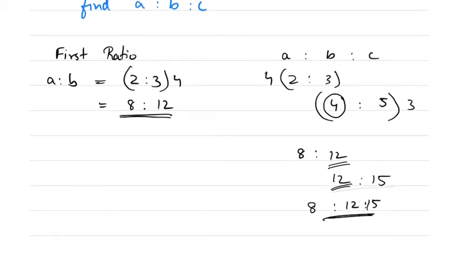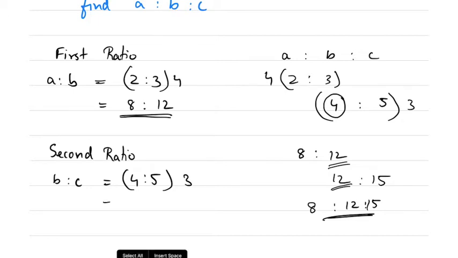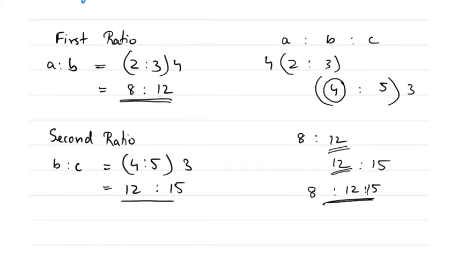Now second ratio. Second ratio is B is to C and B is to C is 4 is to 5. You multiply this with 3, that is the second term of the first ratio. So 4 into 3, 12. 4 into 5, 15. Now B's value in both the ratios is same, which is 12.